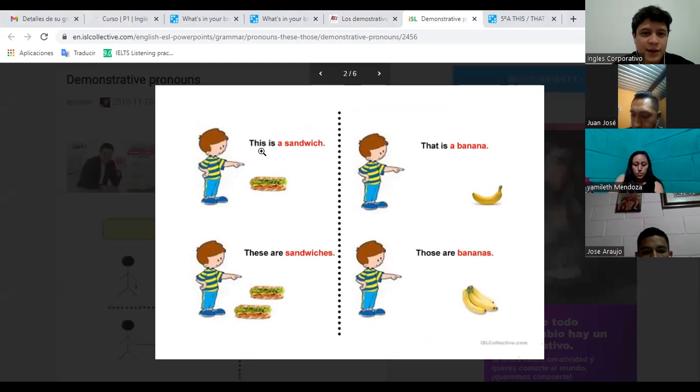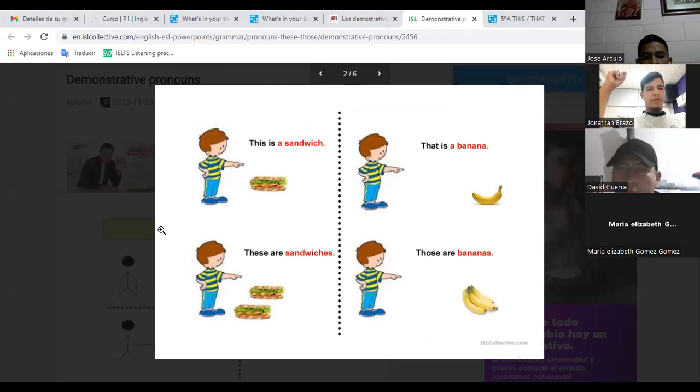Jamilet, can you help me reading this, please? Your microphone is off, Jamila. This is a sandwich. Perfect. This is a sandwich. Este es un sandwich, right? Perfect. Thank you, Jamila.